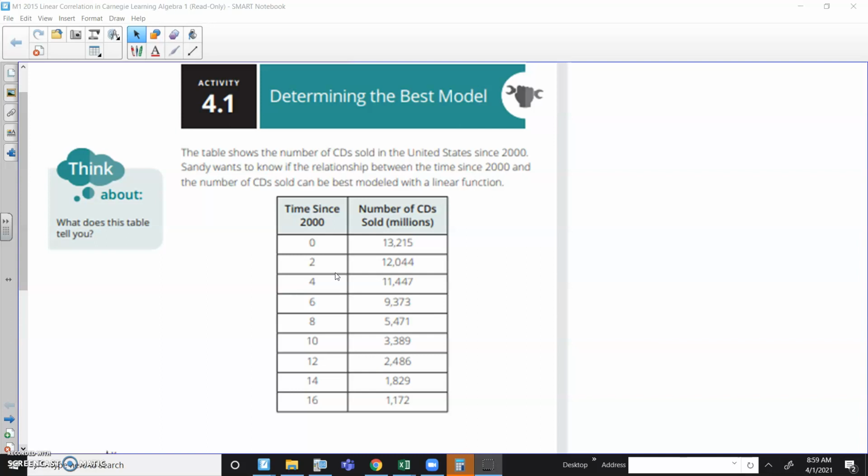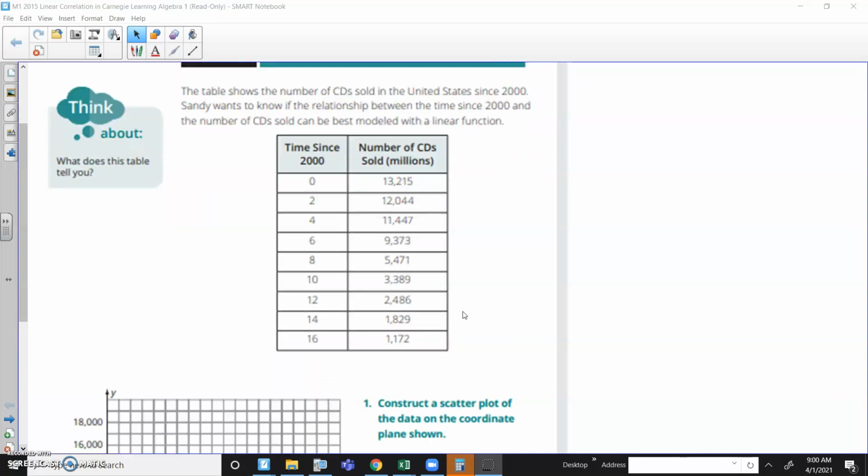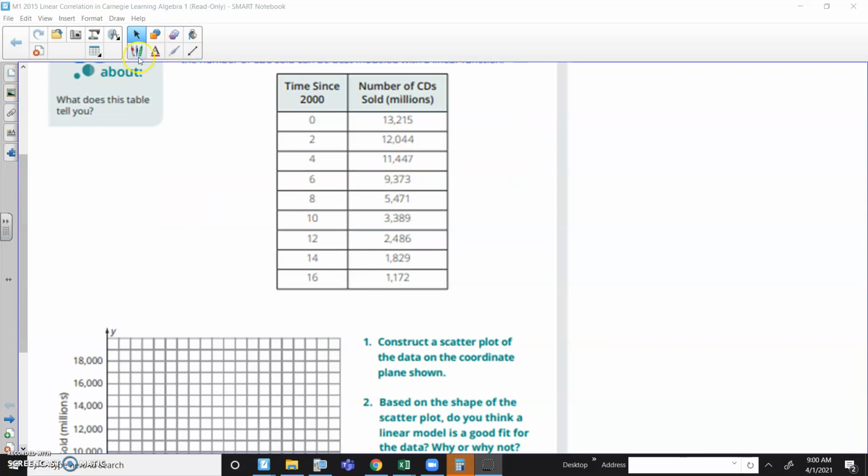Now, a lot of people don't even really remember CDs anymore because they're not used as much. People are downloading stuff off the internet, but it used to be a big thing. And so if you notice these numbers, 13,000 sold, then 12,000 sold, then 11,000, 9,000, 5,000, they're really trending in the negative direction. And so you would take time to plot these points out, and I'll try to do that just as an approximation here.